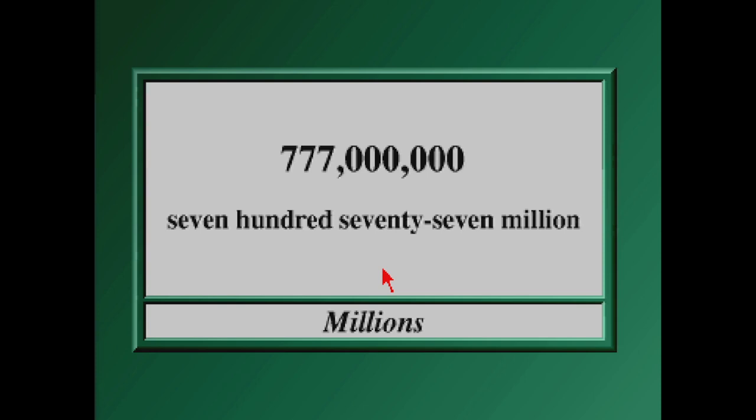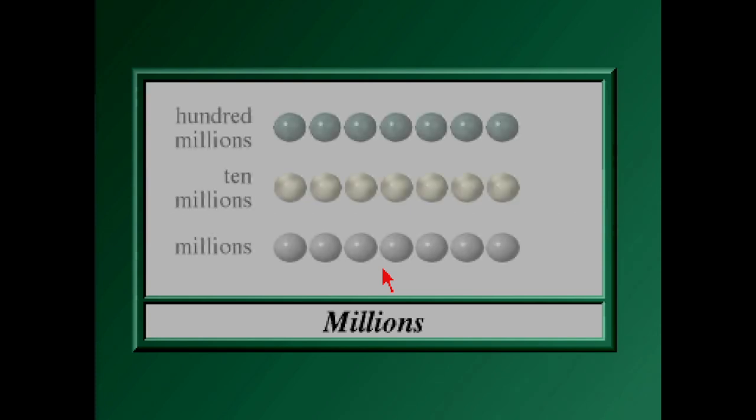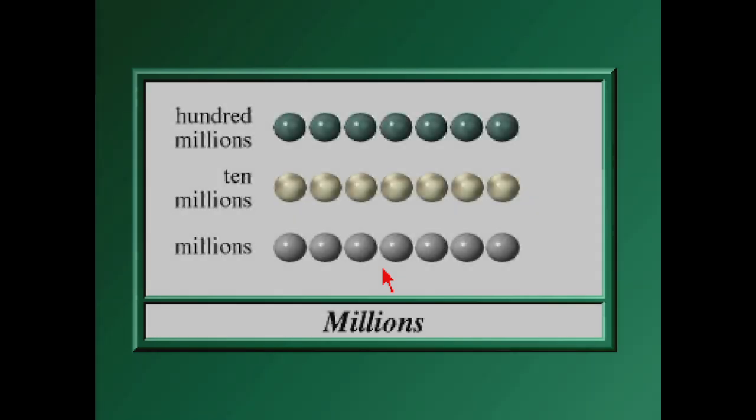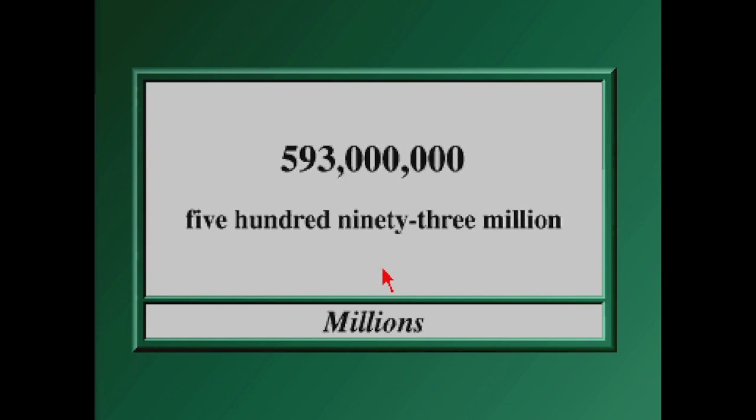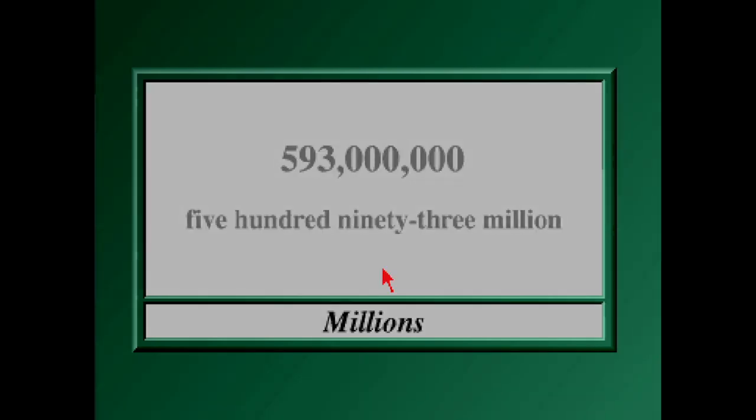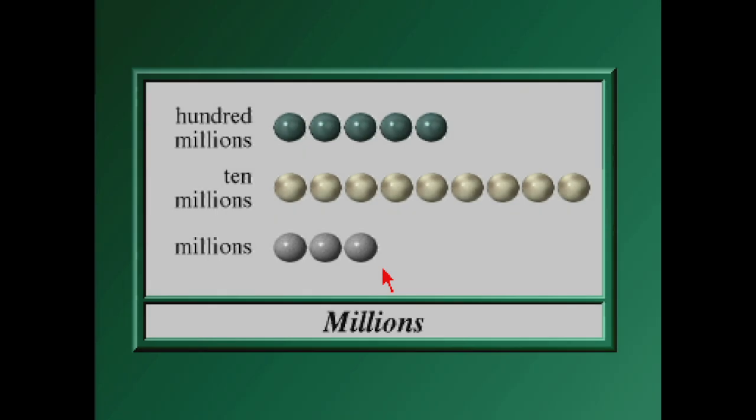777,000,000 is read as 777 million. This number has 700 millions, 7 ten millions, and 7 millions. 593,000,000 is read as 593 million. It has 500 millions, 9 ten millions, and 3 millions.